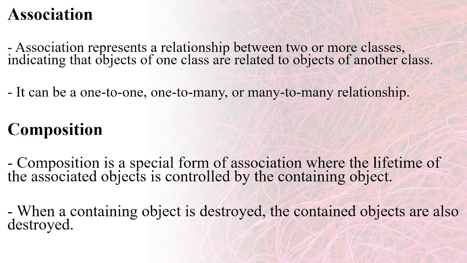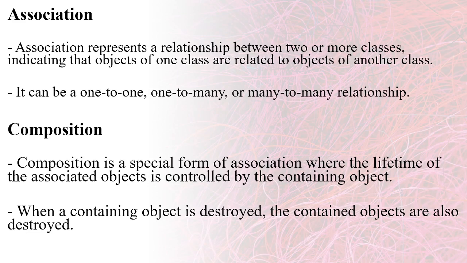Then we have association. It represents a relation between two or more classes, which indicates how one class is related to the object of another class. It can be one to one, one to many, many to one relationship. So these relationships can be like that.